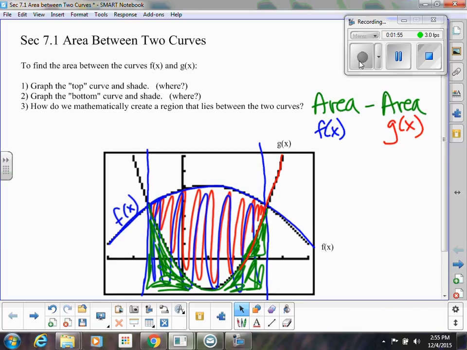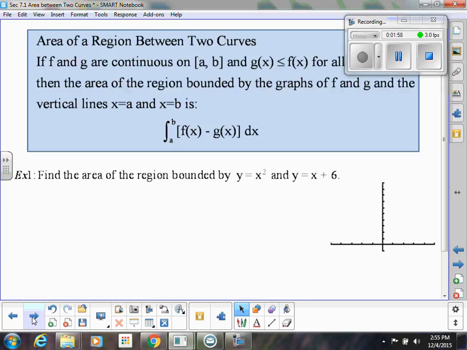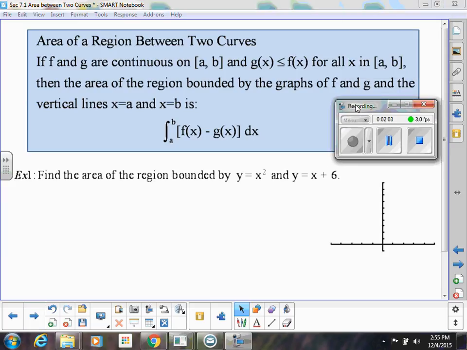Okay, so here's what we do officially. The area of a region between two curves. Notice in our definition that f and g are continuous on a closed interval from a to b. And notice that g of x is always less than f of x for all of your values in that interval. Then the area of the region is simply the integral from a to b of f of x minus g of x. Notice that we're talking about the area bounded by those graphs and in between those two vertical lines. Okay, so let's do an example.